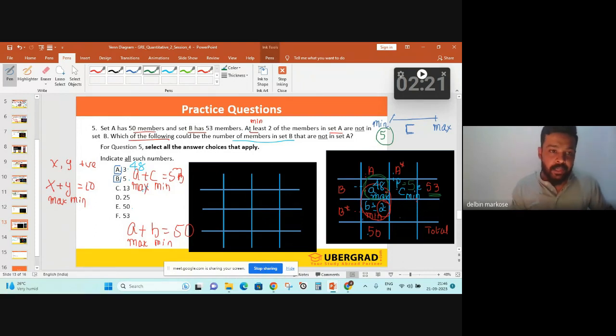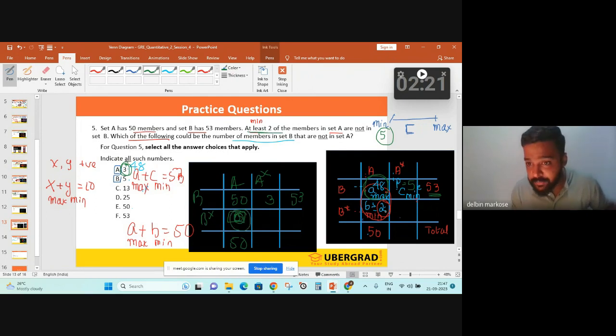Please confirm it. If you're thinking, I can put 3 here, let me just fill it in: 53, and this is given 50. If you think you can put 3 here, what will be the value here? 50. Then what will be the value here? 0. But it will not work, because they said the minimum value has to be 2. Clear? So 3 will not work, but 5 will work. So I understood the minimum value for C, that's 5.